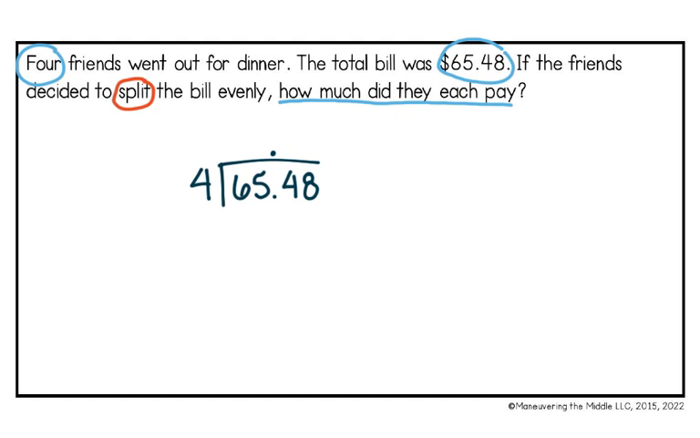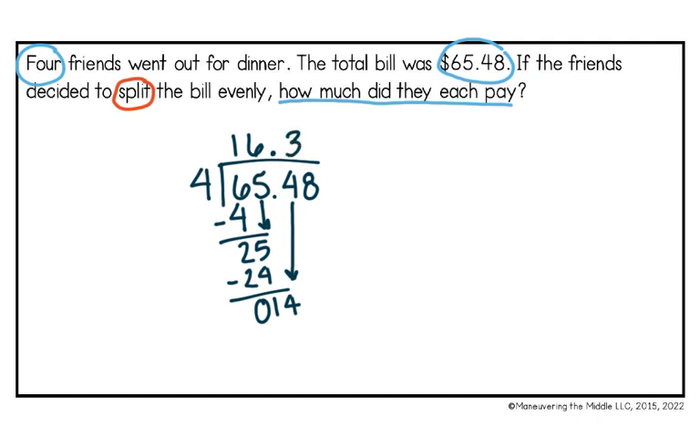4 can go into 6 once. 1 times 4 is 4. Subtract 6 minus 4 is 2. Bring down the 5. 4 can go into 25 6 times. 6 times 4 is 24. Subtract 5 minus 4 is 1. 2 minus 2 is 0. Bring down the 4. We have 14. 4 can go into 14 3 times. 3 times 4 is 12. Subtract 4 minus 2 is 2. 1 minus 1 is 0.